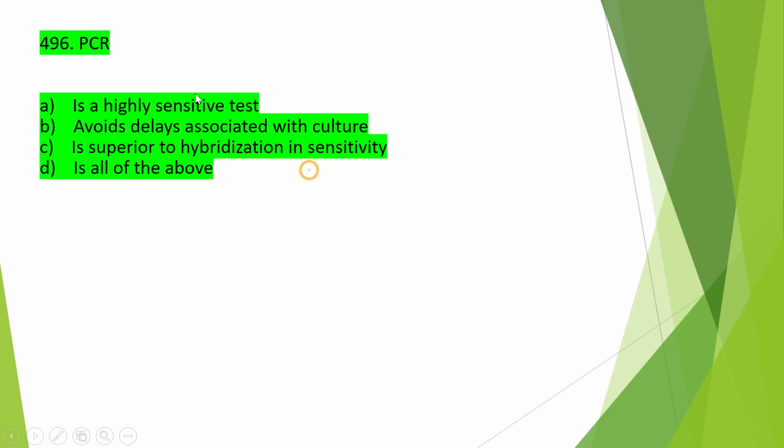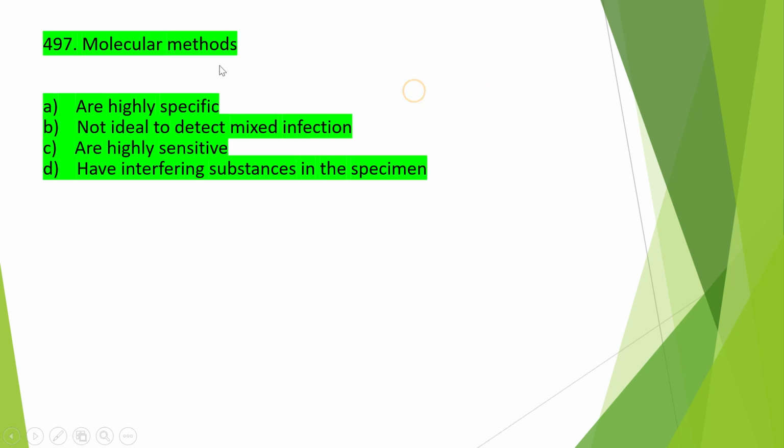So next question is: PCR is a highly sensitive test, avoids delays associated with culture, is superior to hybridization in sensitivity, or all of the above, and the right answer is option D, all of the above. So next one is: molecular methods are highly specific, not ideal to detect mixed infection, highly sensitive, or have interfering substances in the specimen. And the right one is option A, that is highly specific.